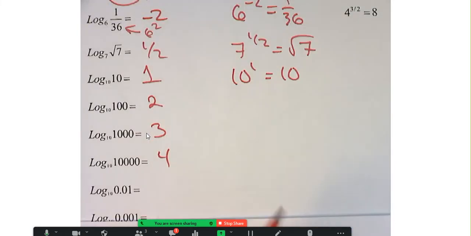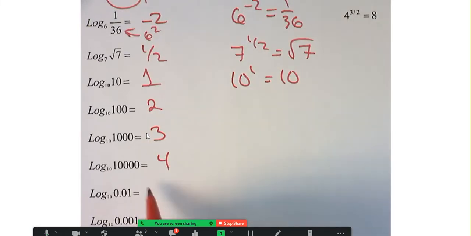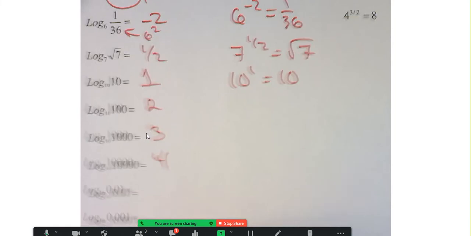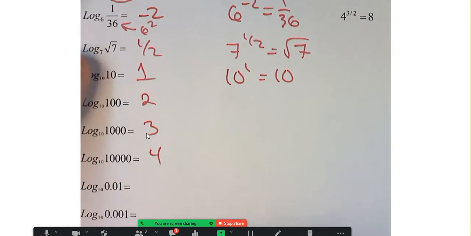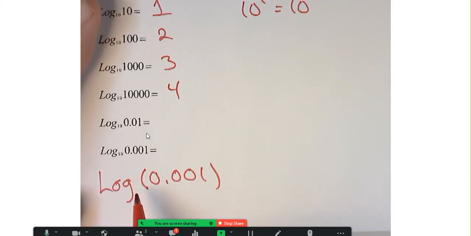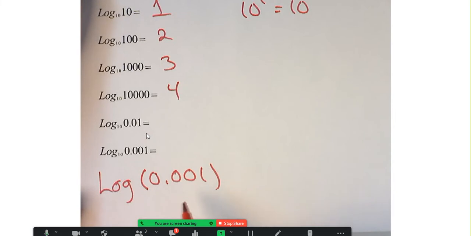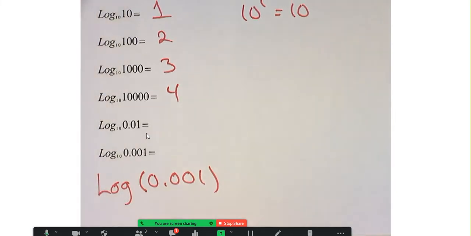In a similar way, I could write this as just log of 0.001, because the 10 is understood to be there. You don't have to write it. It's the default. This is called the common logarithm, as opposed to what we're going to work with in the next section, which is the natural logarithm.